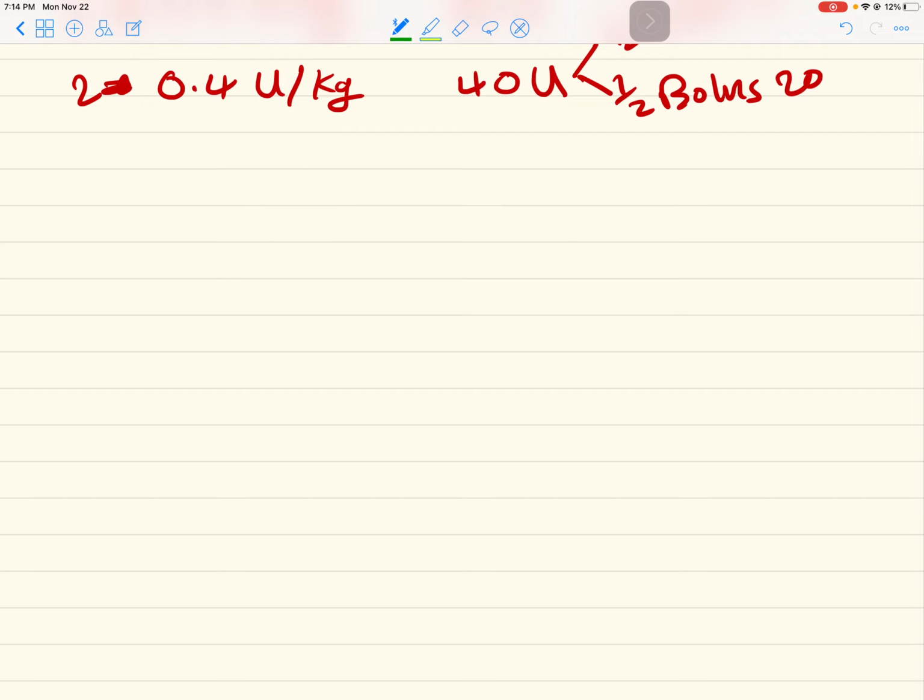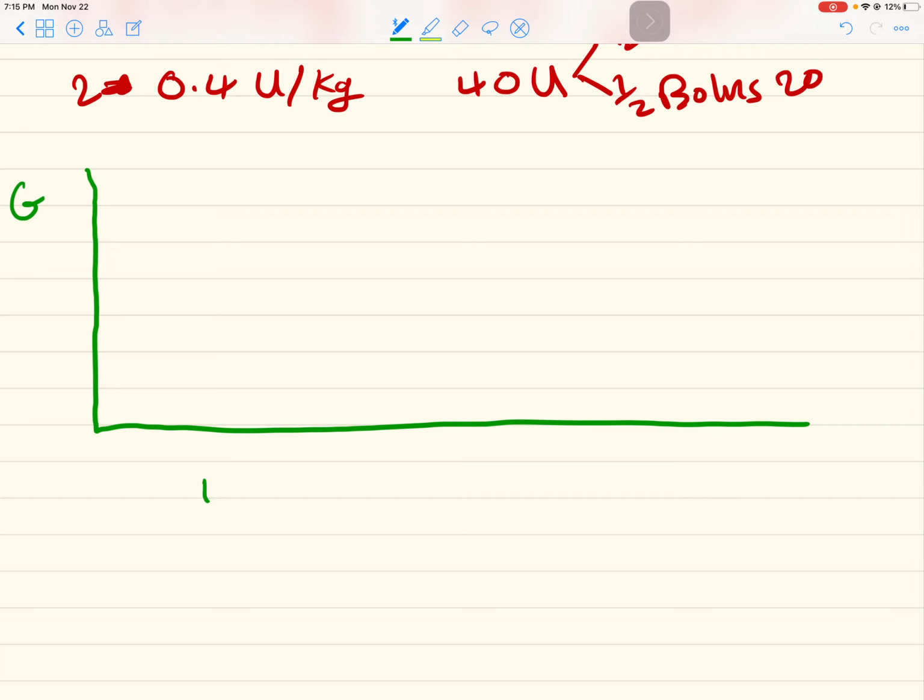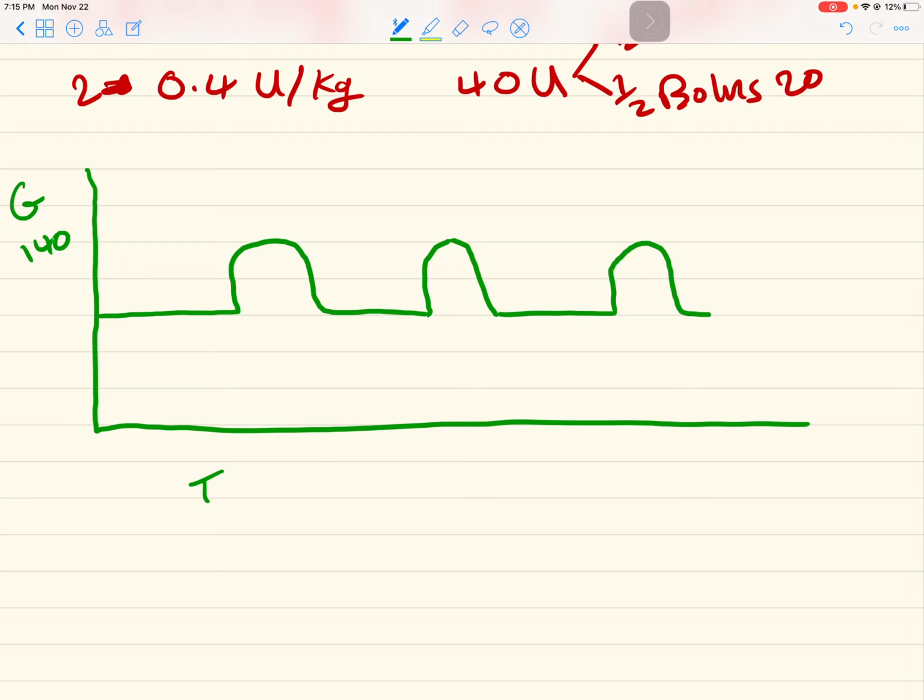So this is the glucose, this is how it usually is. This is time. Okay, so normal glucose is usually around 100. This is in the morning when you wake up, and then when you eat your breakfast, it goes up to 140, and then comes down. In normal people, it does not go above 140. For lunch, it goes up to 140 and comes down. For dinner, same thing, goes up to 140 and comes down.